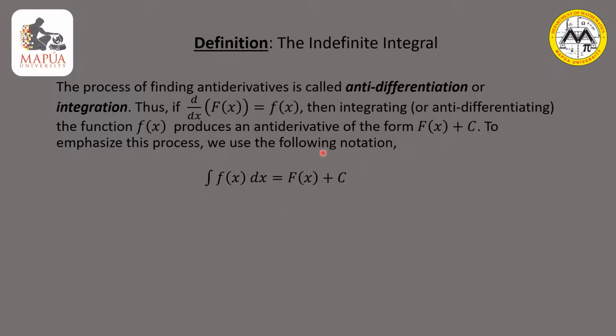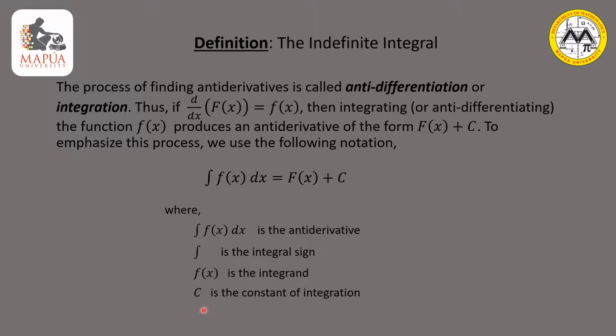In general, we denote this by the following symbol. We read this as the integral of f of x dx is capital F of x plus c. The integral of f of x dx is the antiderivative, this symbol is the integral sign, f of x is the integrand, c is the constant of integration, and dx indicates that x is the variable of integration. As a whole, this is what we call indefinite integral.